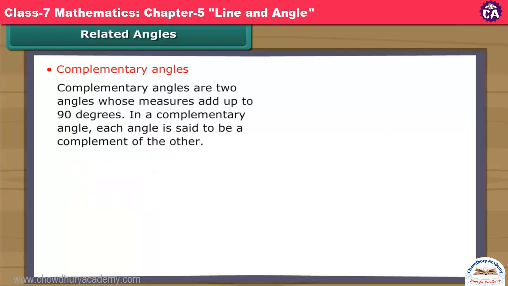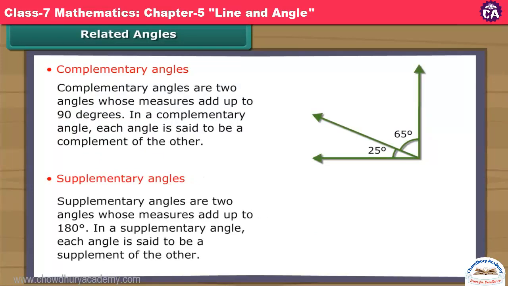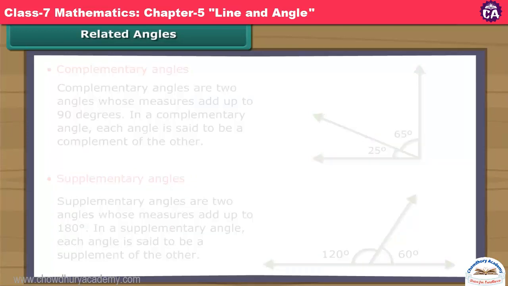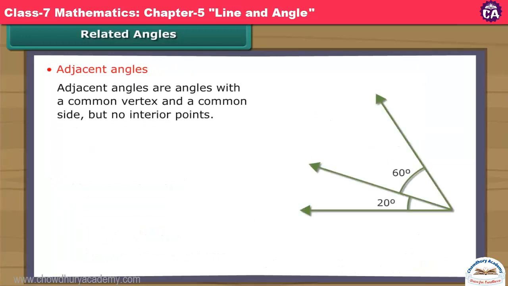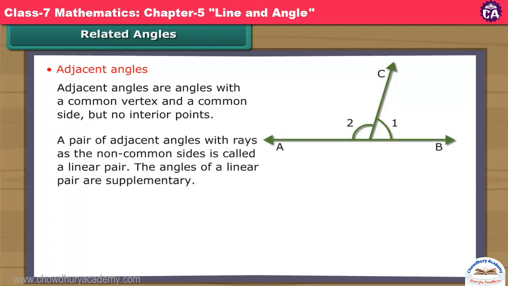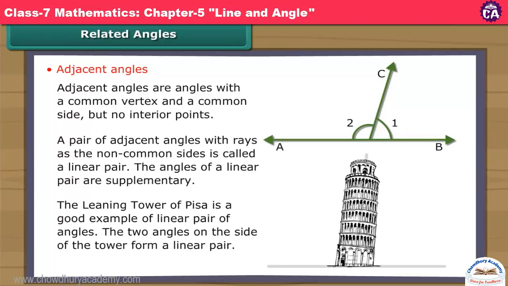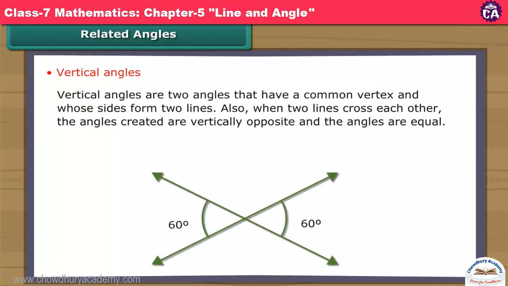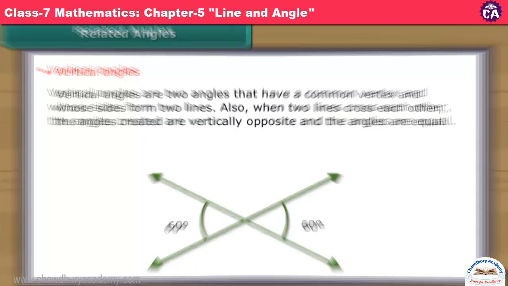Complementary angles are two angles whose measures add up to 90 degrees. Supplementary angles are two angles whose measures add up to 180 degrees. Adjacent angles are angles with a common vertex and a common side, but no interior points. A pair of adjacent angles with rays as the non-common sides is called a linear pair. Vertical angles are two angles that have a common vertex and whose sides form two lines.